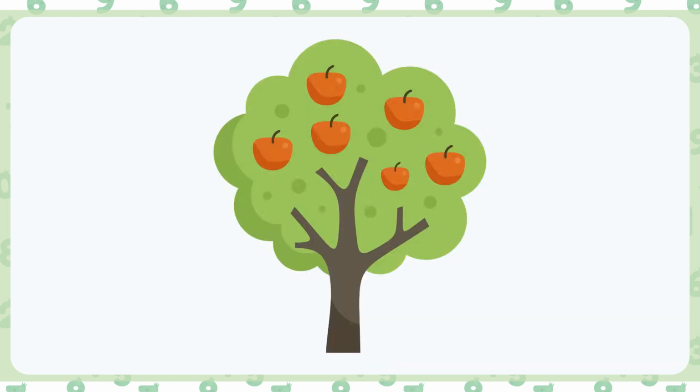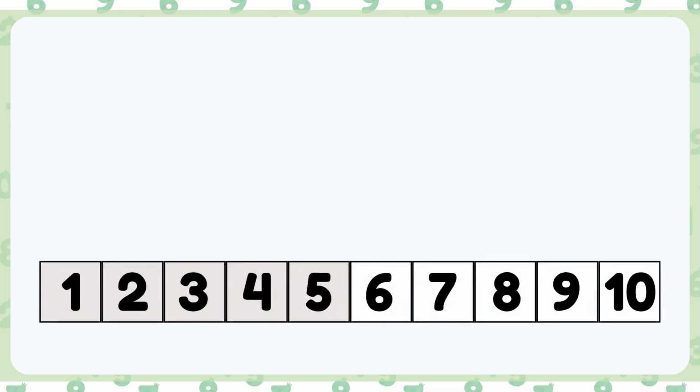Okay, let me tell you a story. So I was walking outside and I saw this super cool tree, and there were six apples on the tree. But then I got a little hungry and I ate one. And now there are less apples on the tree. Okay, let's turn this story into a number sentence. All right. First, we want to start out by writing down how many apples were there in total at the beginning of my story.